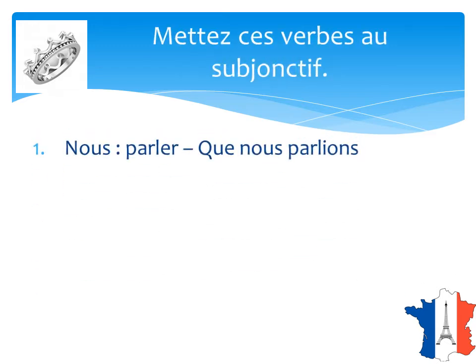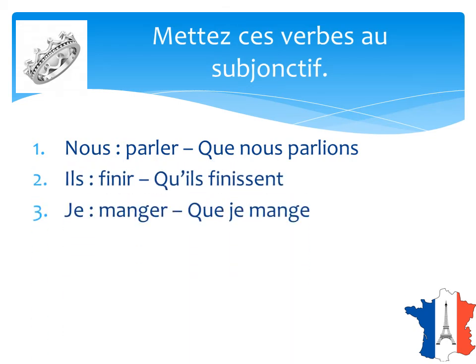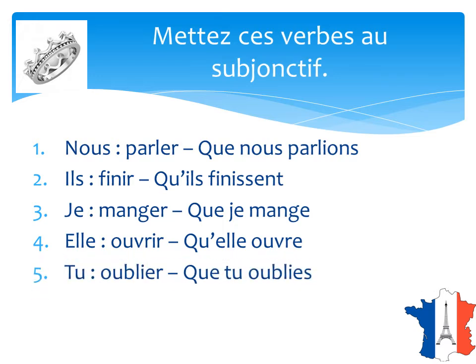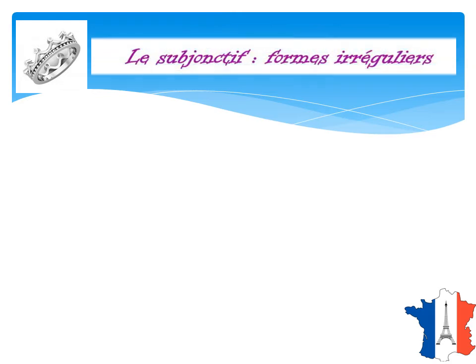So let's try putting some of the verbs again in subjunctive. Nous parler will become que nous parlions. And then we have il finir, I told you qu'il finisse. And je mangeais will become que je mange. Elle ouvrir will become qu'elle ouvre because it's conjugated very similar to ER verbs. And then we have tu oublier, que tu oublies. Again, looks very similar to the ER verbs.